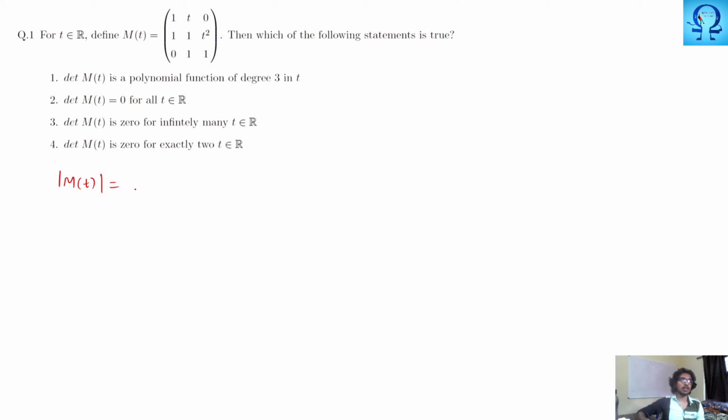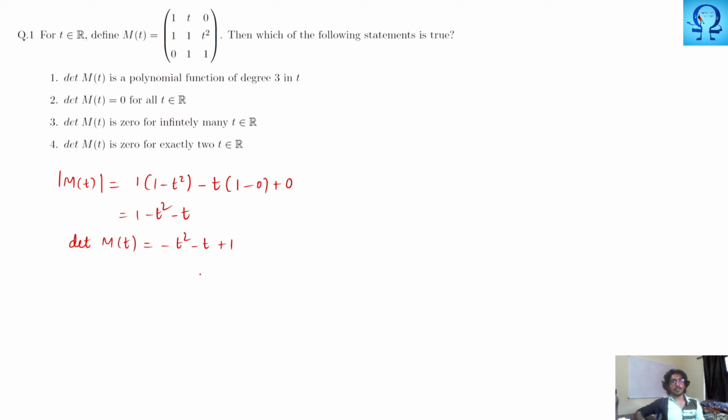If we expand this along the first row, we would get 1 times (1 minus t square) minus t times (1 minus 0) plus 0. So, it is simply 1 minus t square minus t, right? And this is our determinant of m of t. So the determinant of m of t is minus t square minus t plus 1, right?